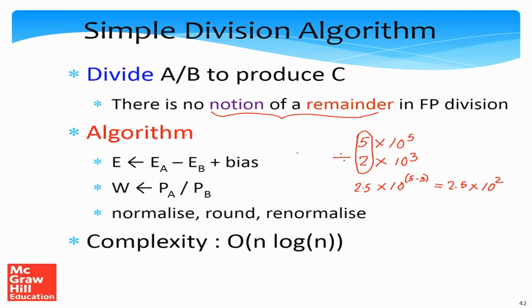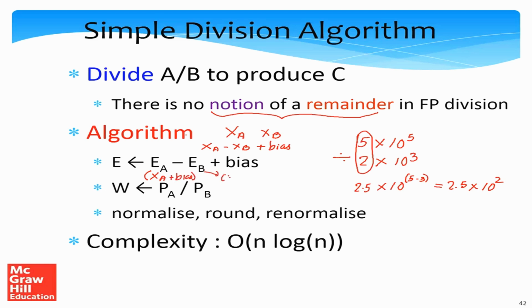So let's first take a look at subtracting the exponents. So let xa and xb be the real exponents. They are represented in their biased form. So if we are dividing a by b, we need to compute xa minus xb. Since they are being stored in the biased form, they will be stored as xa minus xb plus bias. So recall that EA is XA plus bias.